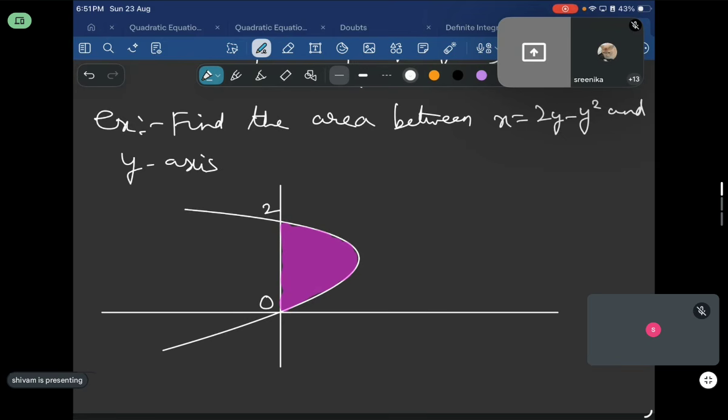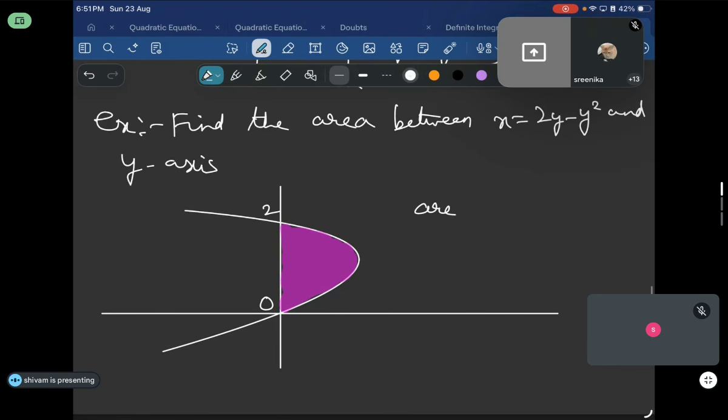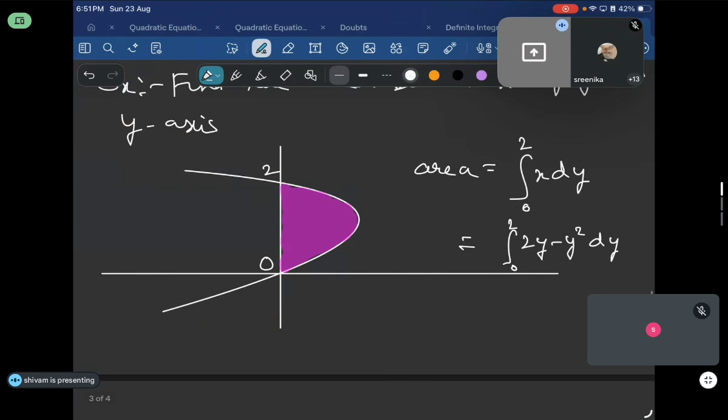So this is the area we need to find out. Area will be equal to the integral from 0 to 2 of x dy. Now what is x? x equal to 2y minus y square. So it becomes the integral from 0 to 2 of (2y minus y square) dy.